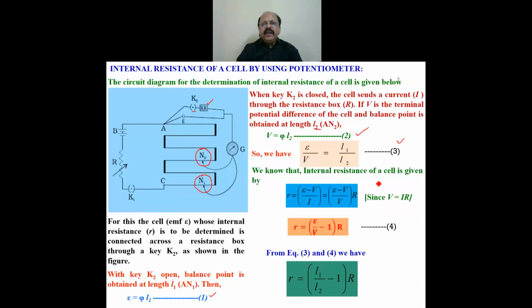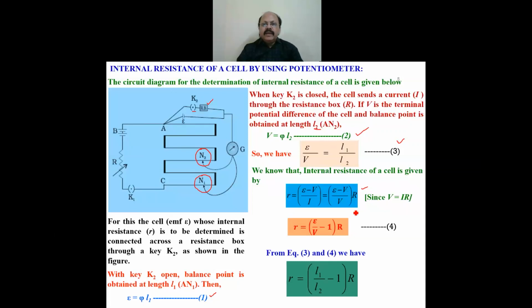Now we know that the internal resistance of the cell is given by small r equal to E minus V upon I. That you know already, the formula V equal to E minus I small r. So from there you are getting this formula, small r equal to E minus V upon I. But I is equal to V upon R. So when you substitute here, then E minus V upon V into R.